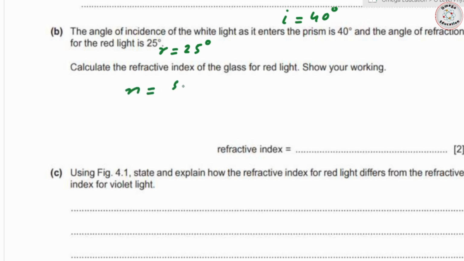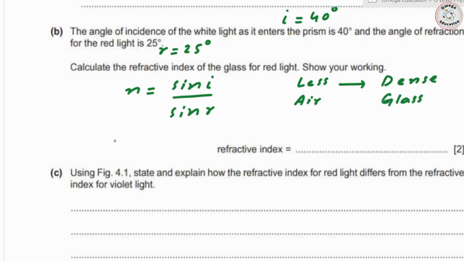You just use the formula sin i over sin r, for the refractive index of the glass. Keep one thing in your mind: when the ray enters from a less dense medium, for example air, to a dense medium, you use the formula as it is, which is this case, because the ray is entering from air into the glass. If it's the other way around, if the ray enters from a dense medium to a less dense medium, you reverse the formula, so that'll be sin r over sin i.